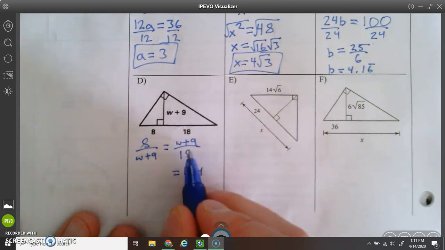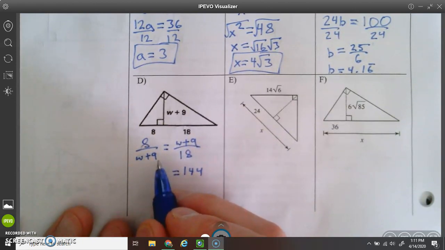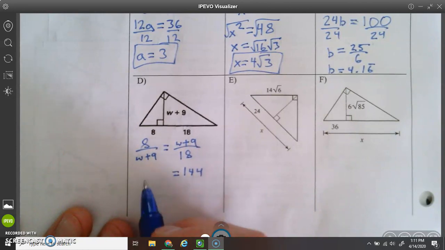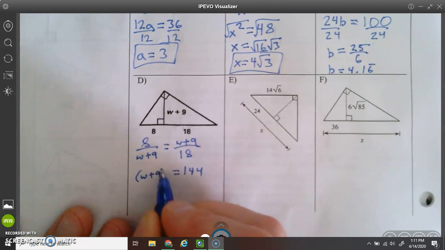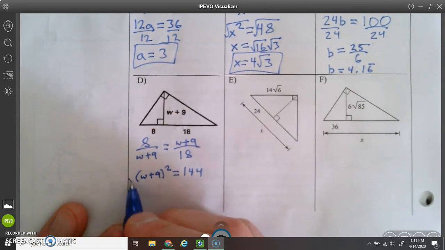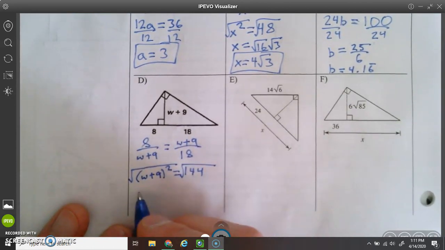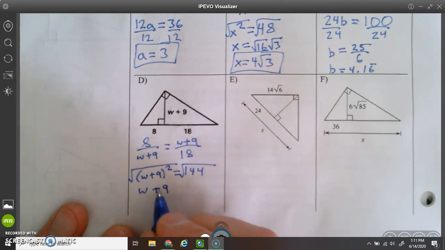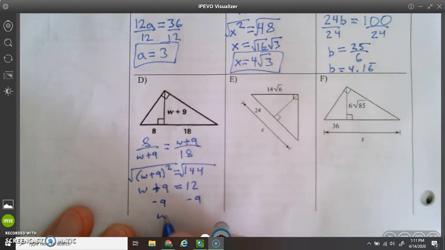This looks tricky because we're taking W plus 9 times W plus 9. But what we end up with when we do that is W plus 9 squared. So if you think about what's going to happen when we square root both sides, we're going to get rid of this squared and this square root. So it's going to come out to be really nice. Just W plus 9 equals, and then the square root of 144 is 12. Minus 9 on both sides, and you get W equals 3.